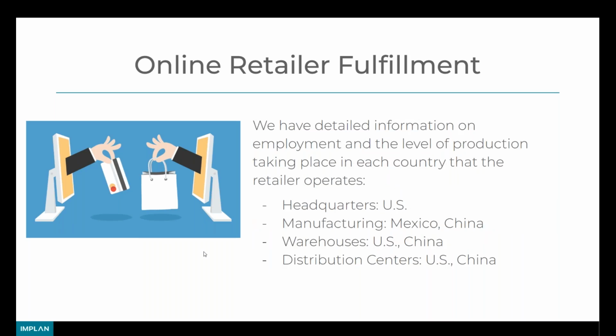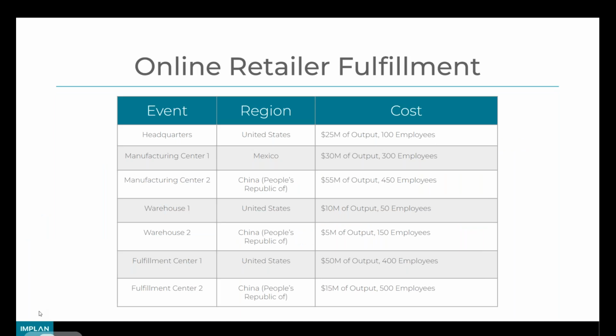Let's say that we have detailed information on employment and the level of production taking place in each country that the retailer operates. So this is what we know about the location of their operations. Again, we know their headquarters is in the United States, but they have manufacturing facilities in Mexico and China, as well as warehouses in the US and China. Additionally, there are distribution centers for their products in the United States as well as China. So we're going to need 3 separate regions here.